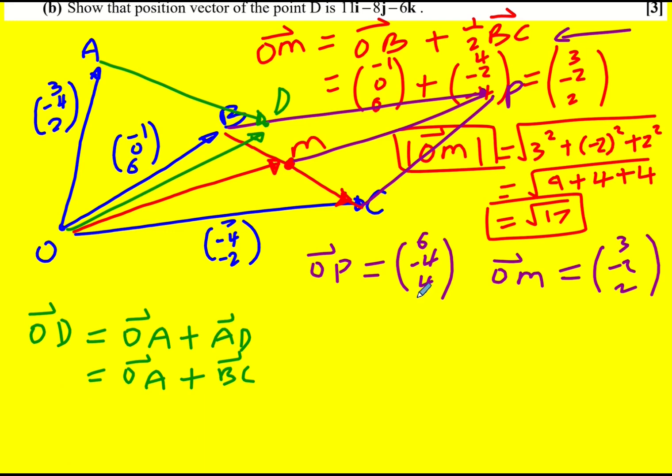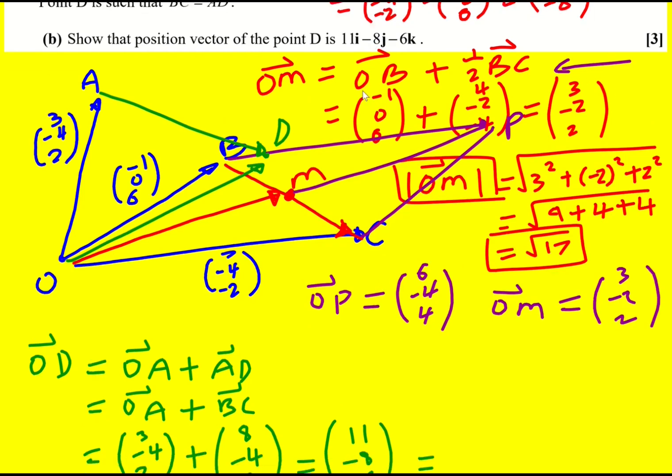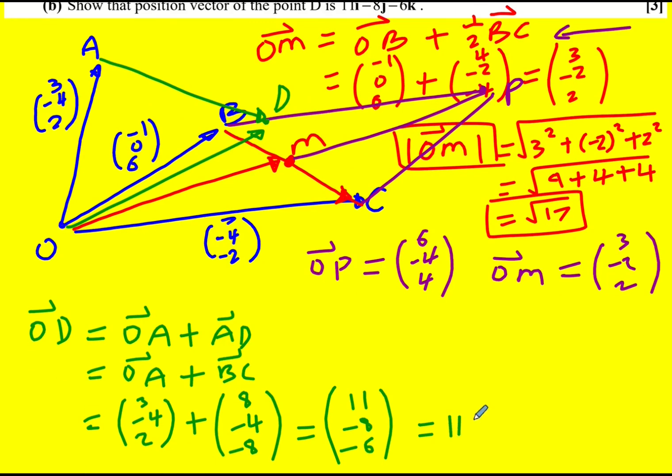So OA is 3 minus 4, 2. And BC is 8 minus 4 minus 8. So that's going to be 11 minus 8 minus 6. Because it's a show that question, I'm just going to write it in component form to end with 11i plus minus 8j minus 6k.